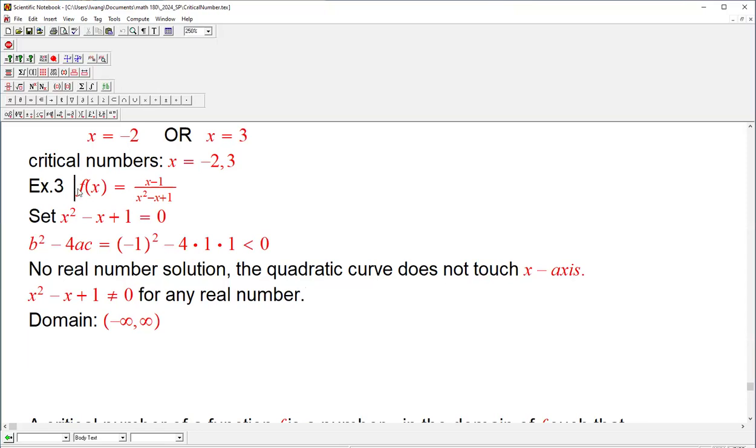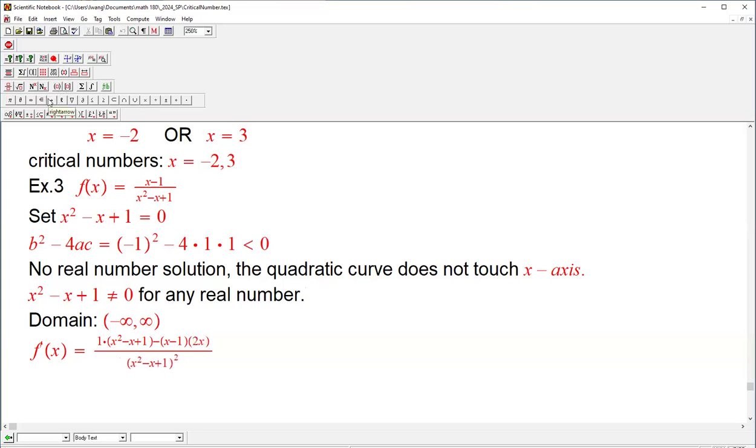Next, let's find the derivative of the function. We use the quotient rule, so we have the denominator being squared. On the numerator, we differentiate x minus 1, which gives us 1, and multiply by the denominator, subtracting x minus 1 multiplied by the derivative of the denominator, which is 2x minus 1. When we simplify this numerator, we keep the denominator.